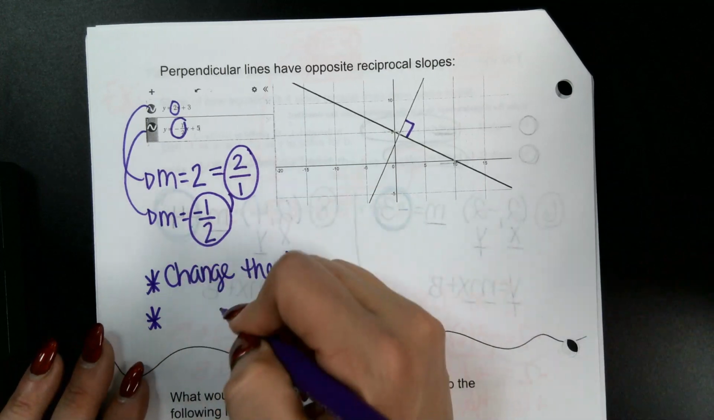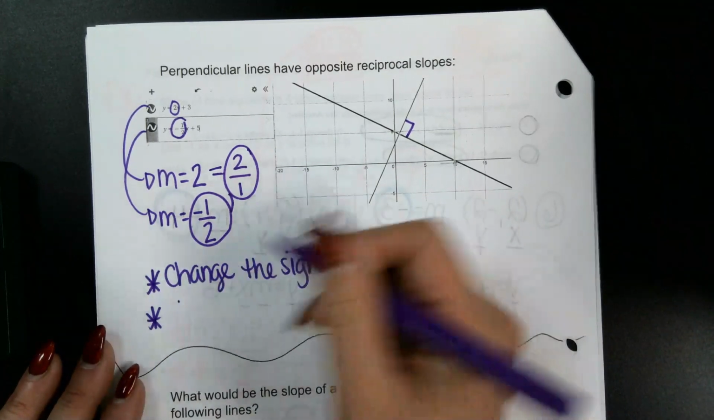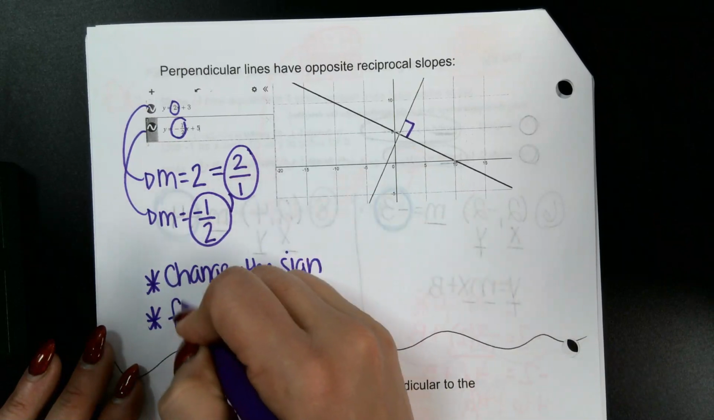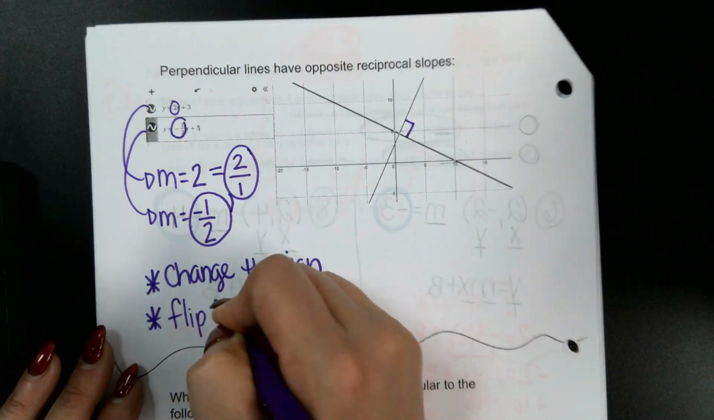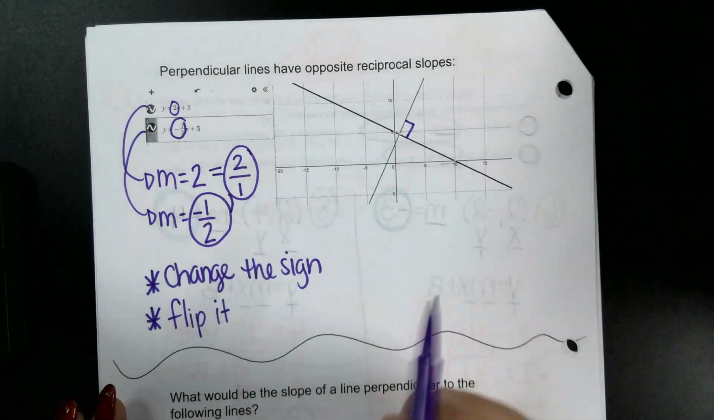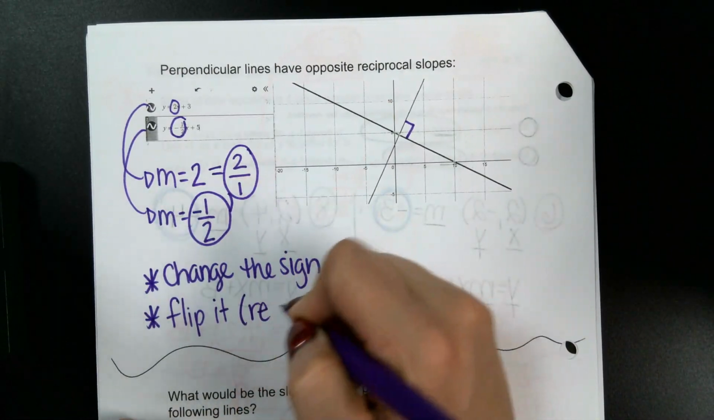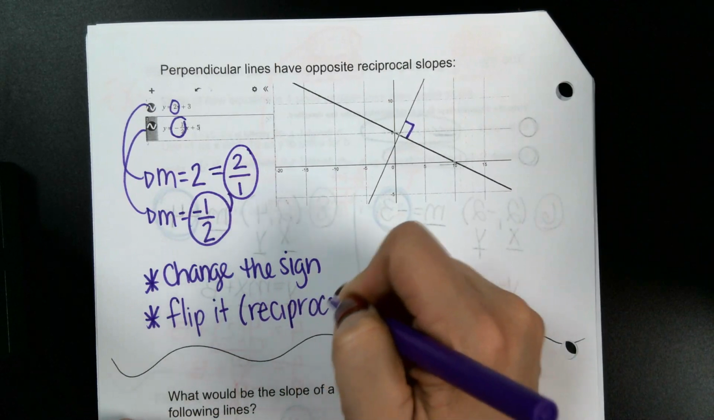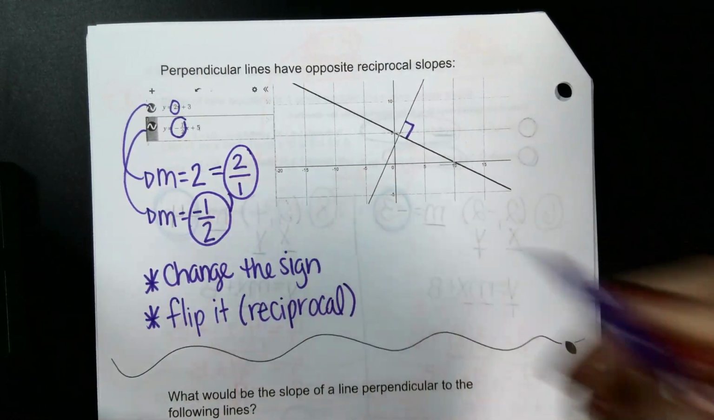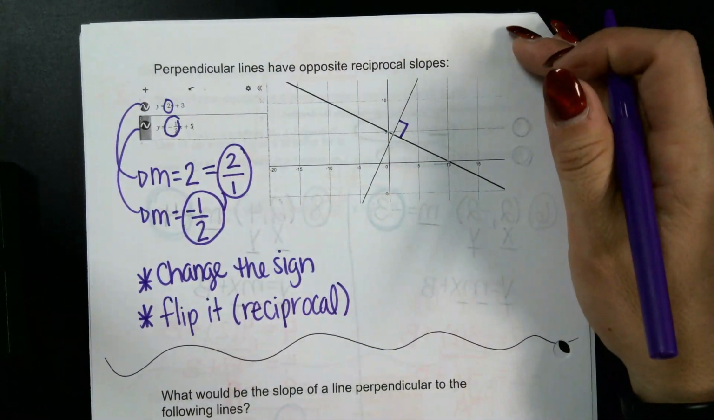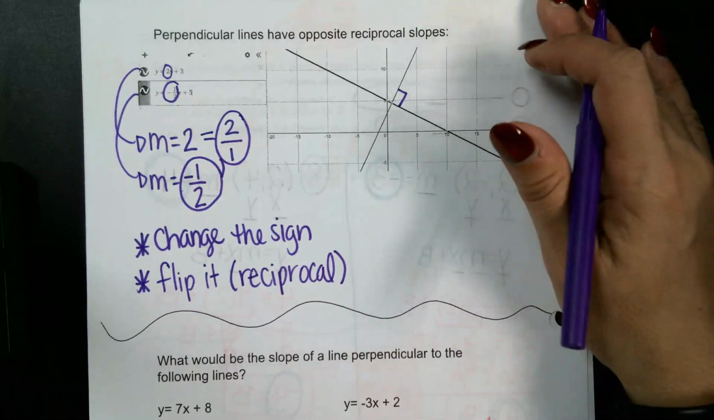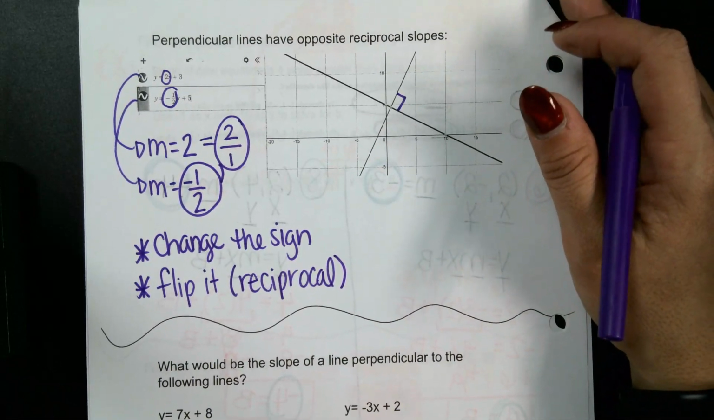Reciprocal. Good. So I always just say change the sign and flip it. But flipping your fraction or flipping your number is actually called the reciprocal. I promise you, you have all heard that term before. It would have been in 5th grade when you learned how to divide fractions. They would have taught you the term reciprocal.